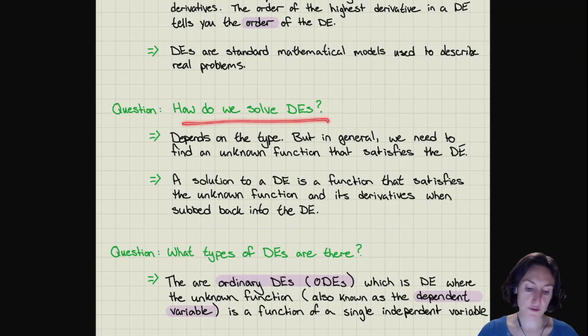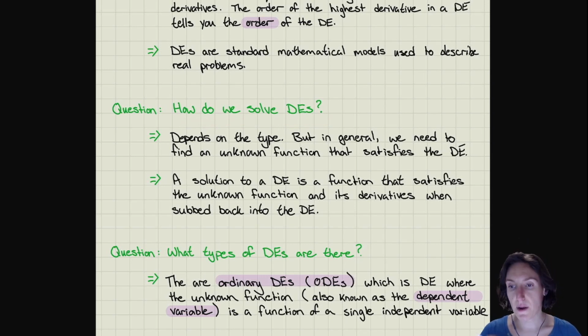So how do you solve a differential equation? Well, it really depends on the type of differential equation, but in general, you basically need to find a function that satisfies the DE. In other words, if you think you have a solution to a differential equation, it's going to be a function that, when you sub it and its derivative back into the differential equation, the left-hand side will equal the right-hand side. So that's what we mean by satisfies.